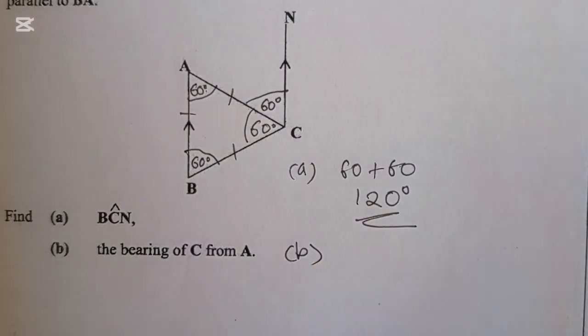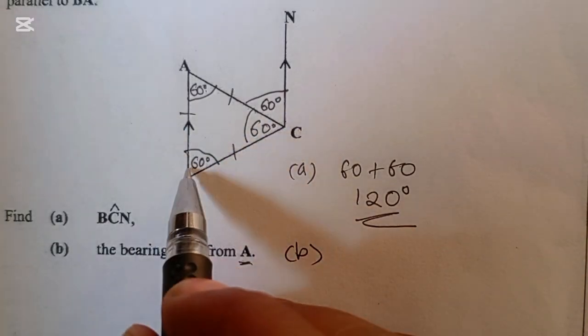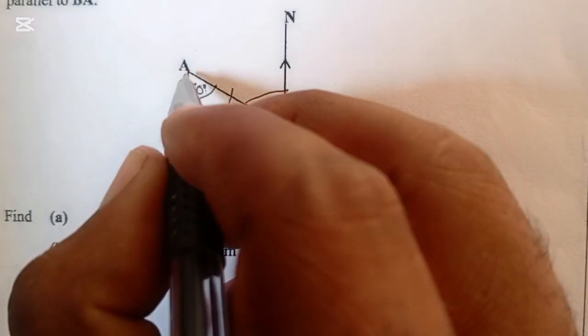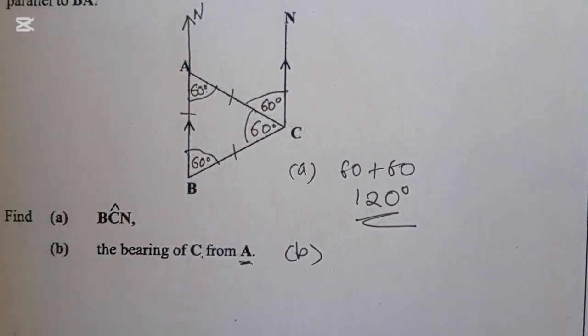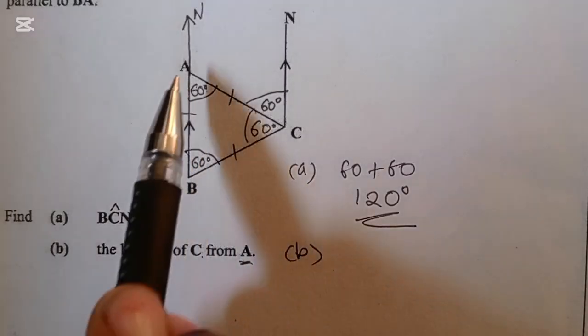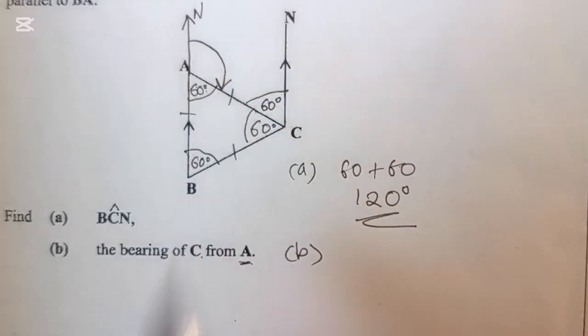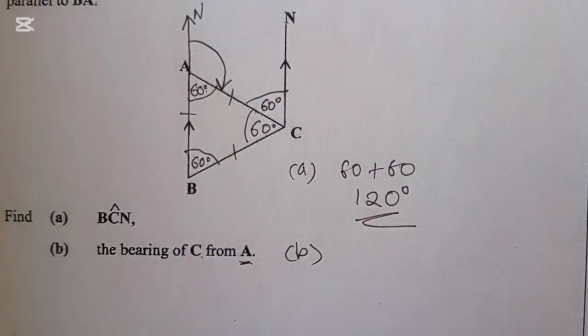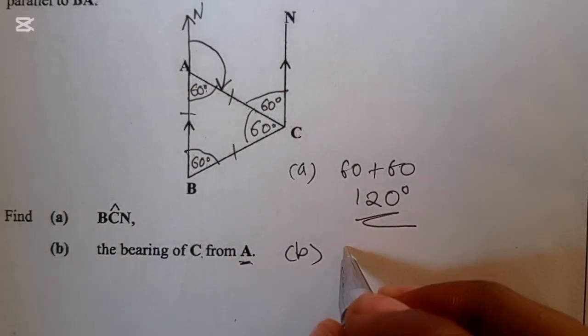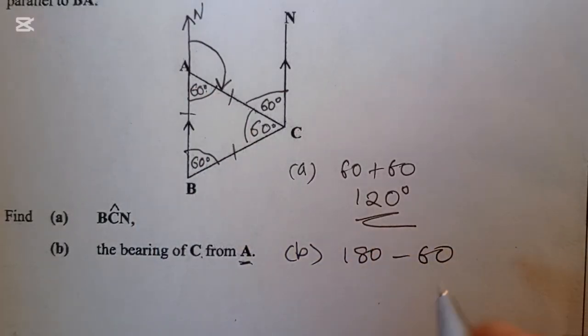Then for B, find the bearing of C from A. So you need to go on the last letter A. Okay? Now there, these two are parallel, meaning you just have to extend a true north here. Then you move from A to C. So this is C. So I'll move from here to there. And this is a straight line now. A straight line adds up to 180. So this is 60 degrees. So 180 minus 60 degrees, the answer is 120 degrees.